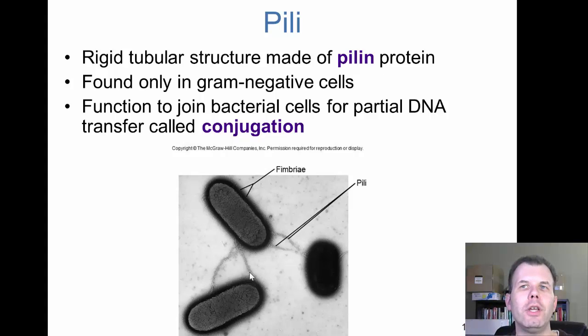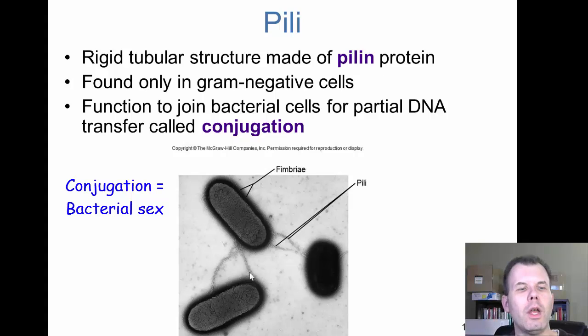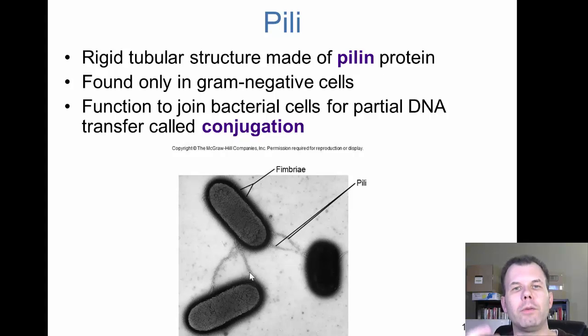Now, conjugation is kind of a funny idea. It's basically where bacteria swap DNA. And so we like to term this in the microbial world as bacterial sex, where one bacteria can swap DNA with another bacteria. Why do we even care about this? Why do we care about conjugation? Well, we're going to talk about it again in genetics, but it's an important process where bacteria can share genetic information with one another, especially when you talk about resistance.